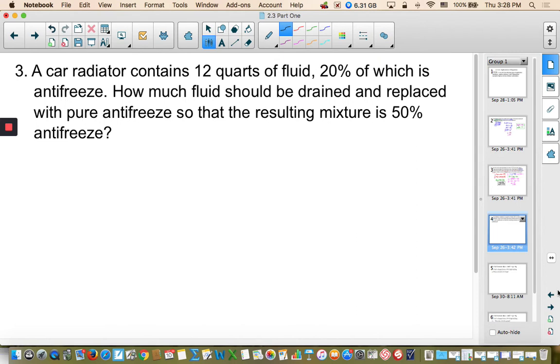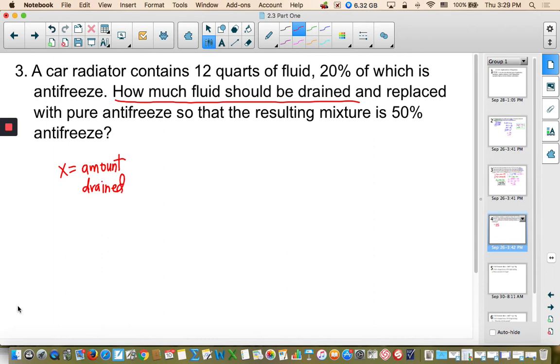Okay, so if I read the question again, I kind of want to figure out what my variable should be. So if I read the question part, how much fluid should be drained and replaced? That right there is what my X is going to stand for. So the X is going to be the amount of fluid drained and replaced.